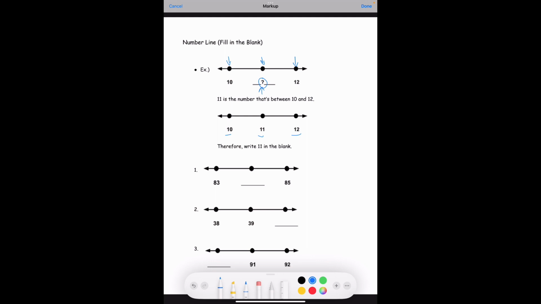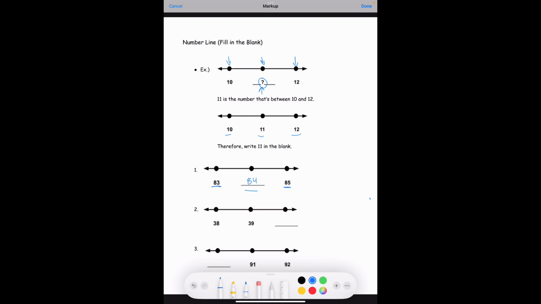Okay, number 1. We're looking to find what this blank spot is. So on the left we have 83, and on the right we have 85. Let's count from 83 to 85. 83, 84, 85. So in between those two numbers, 84 would be the correct answer.